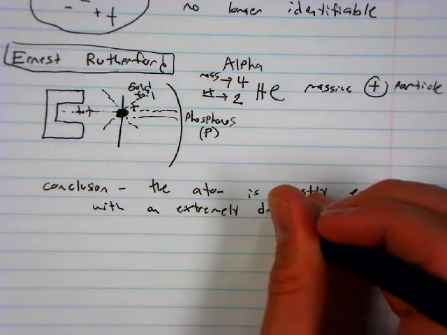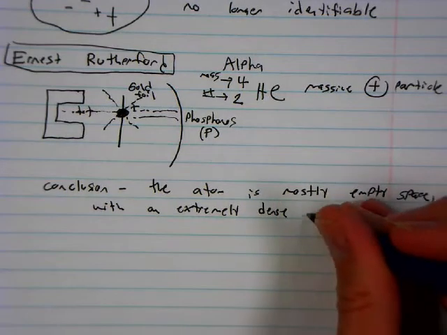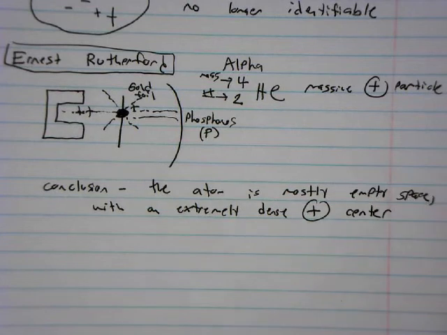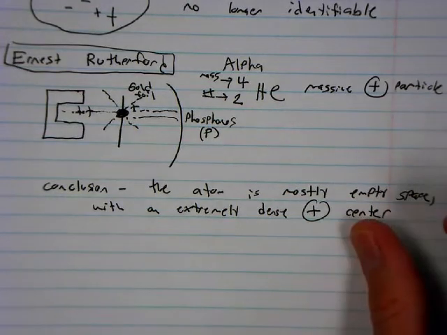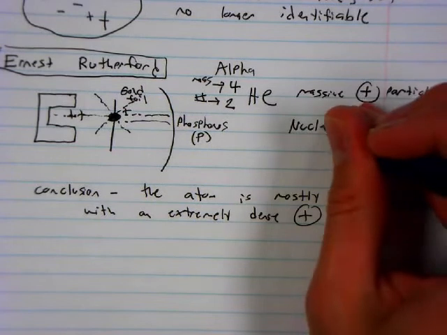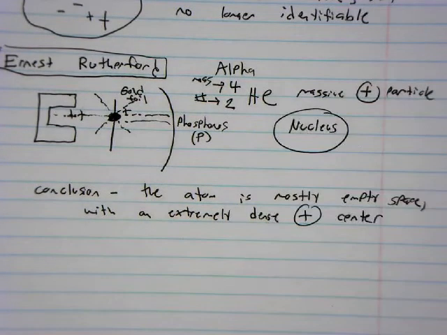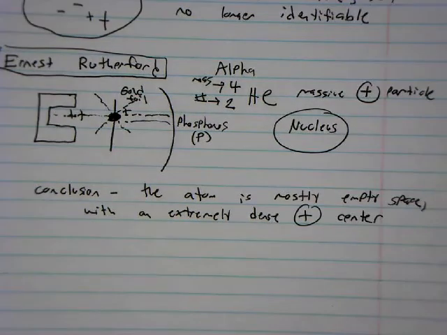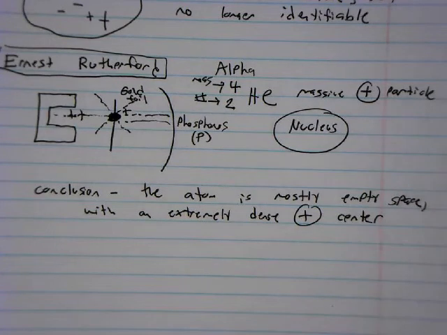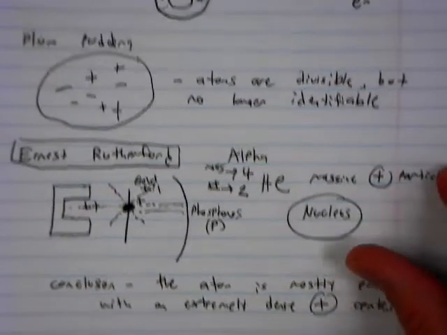The atom is mostly empty space, comma, with an extremely dense positive center. And you guys can imagine that this dense positive center was the nucleus. So Ernest Rutherford discovered the nucleus because the nucleus has protons and neutrons. Neutrons have no charge. Protons have a positive charge.